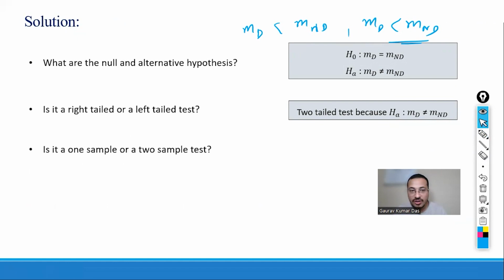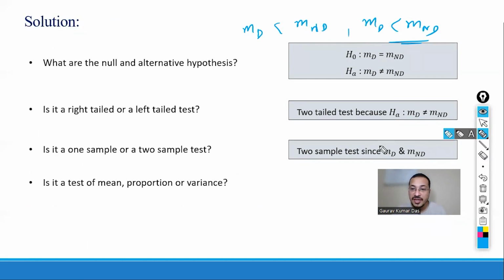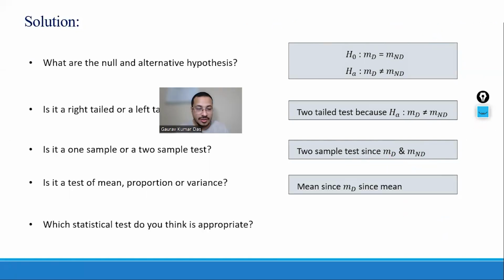Okay. Next, what do we have? Is it a one sample or two sample test? Of course, a two sample test, because we have students with dogs and students with no dogs. Is it a test of mean, proportion, or variance? Here in this case, we'll use a test of mean, right? Which statistical test do you think is appropriate?